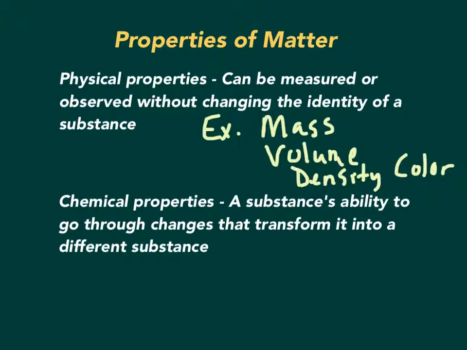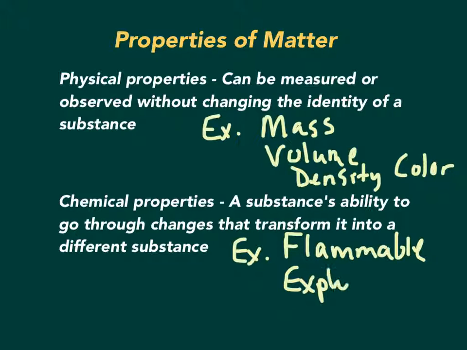But when you're measuring a chemical property, it is how it reacts with different things or goes through changes to transform into a different substance. Examples of chemical properties would be things like flammable. Now you can't find out if something's flammable unless you light it, and then, if it is flammable, it changes the identity into a different substance. Or explosive. Or something like reactive. Those are examples of chemical properties.